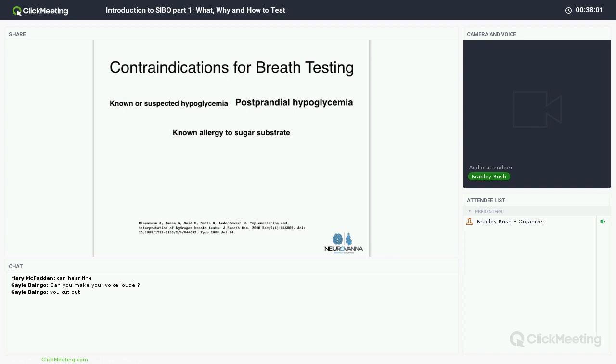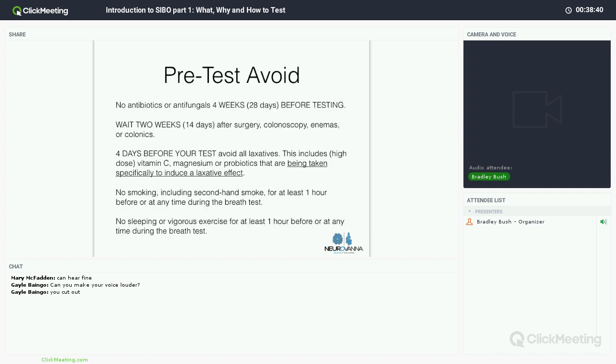The biggest ones are really just known or suspected hypoglycemia, postprandial hypoglycemia, and then of course allergies to the sugar substrates. So typically, if a person has diabetes or really severe hypoglycemia, drinking 75 to 100 grams of glucose is probably not what they want to do. That's where it's sometimes good to make sure that you use lactulose for that situation. Lactulose, of course, is a prescription med, so they may need to have someone script that for them. But that is really the only major contraindication for doing it.